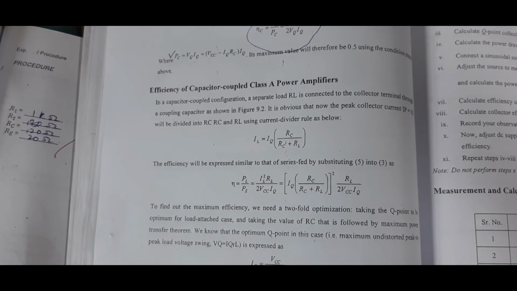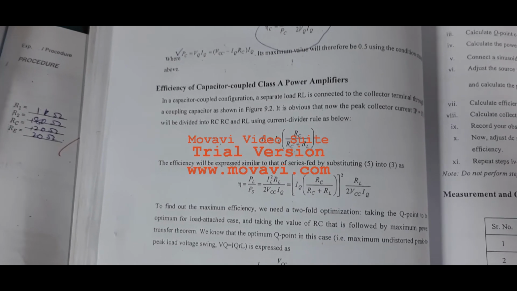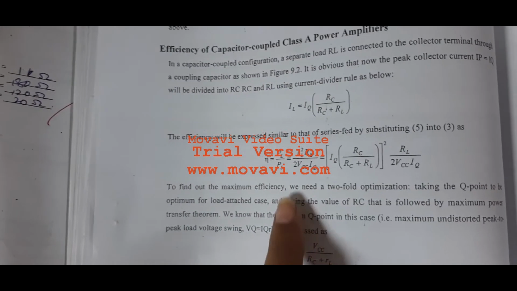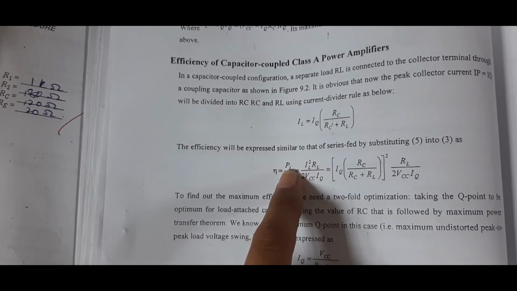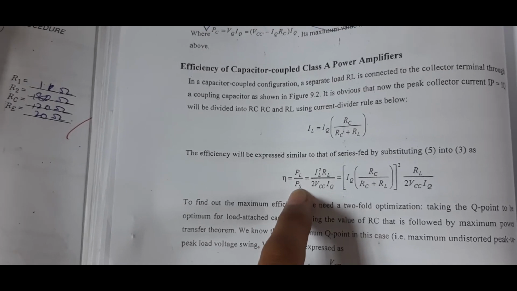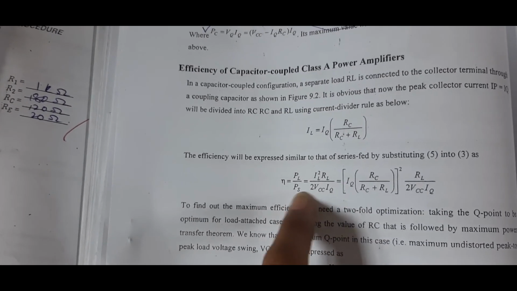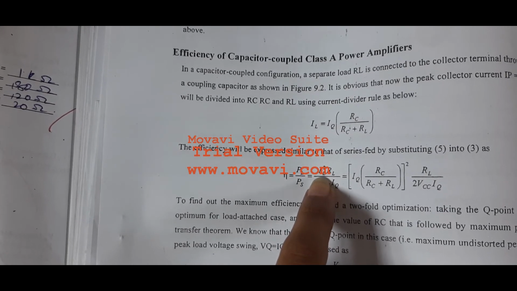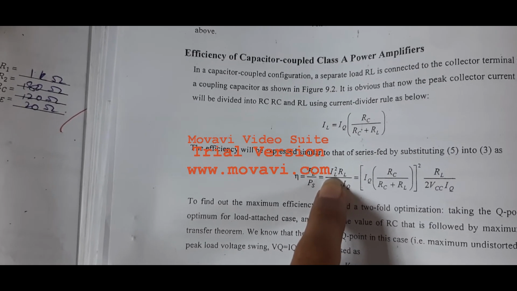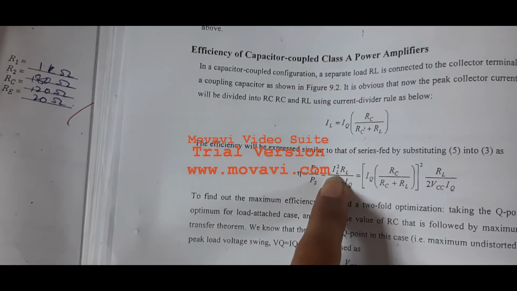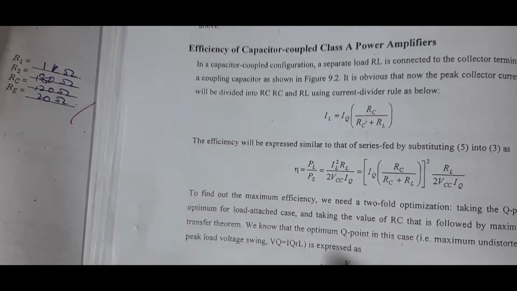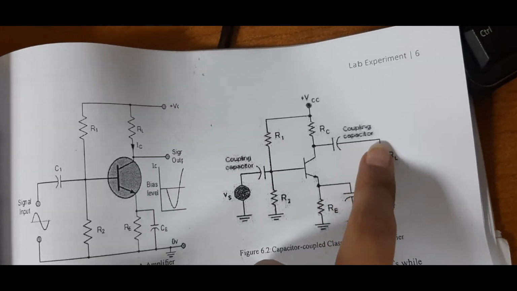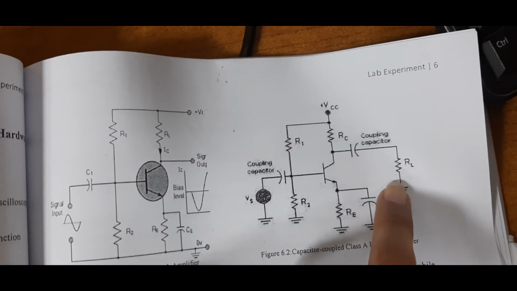Now the second task is to calculate the efficiency of the capacitor coupled class A power amplifier. Here the efficiency is given by the power delivered to the load divided by the power drawn from the source. So here we have to calculate two values. IRL is IL, which is the current across the load. Here the load will be RL, which is connected through the capacitor. As shown in this circuit diagram, the current that will flow here will be IRL.